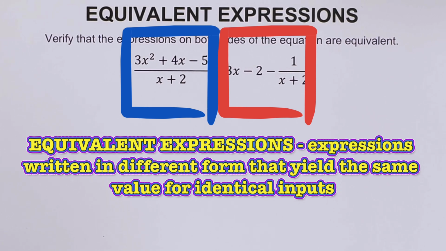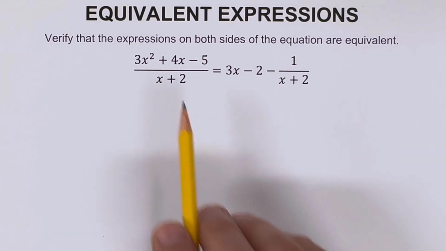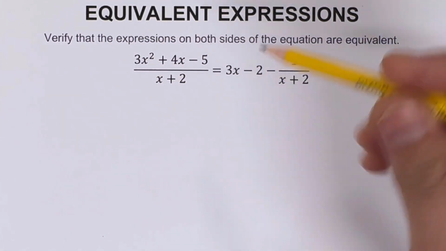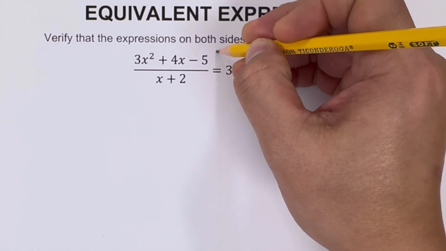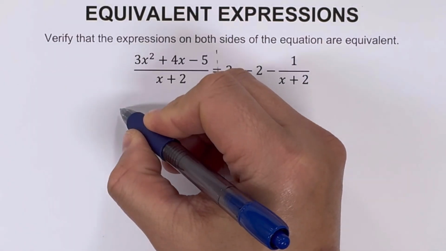Now let's go over this example. We're going to verify if both sides of this equation are equivalent, or the same. So we're going to simplify the left side to see if it matches up with the right side. If you notice, the operation for these two expressions is division, so we're going to use long division to divide these two together. I'm just going to go ahead and write that down here.